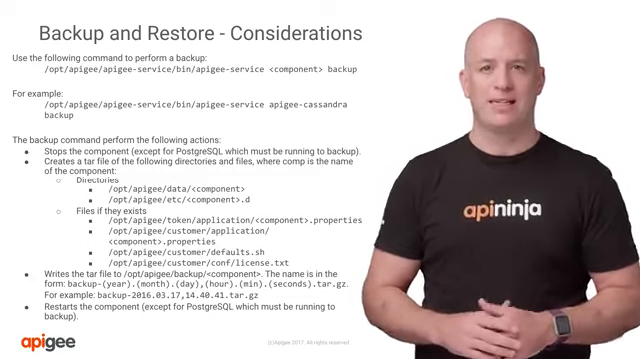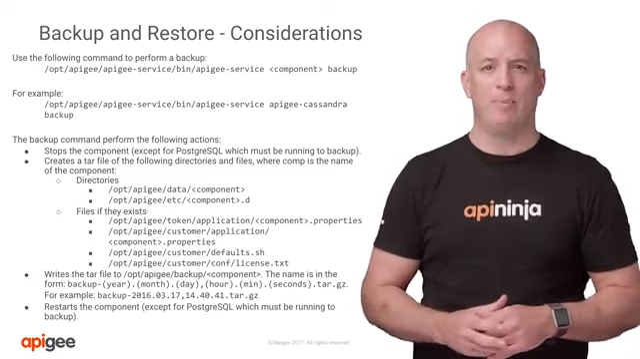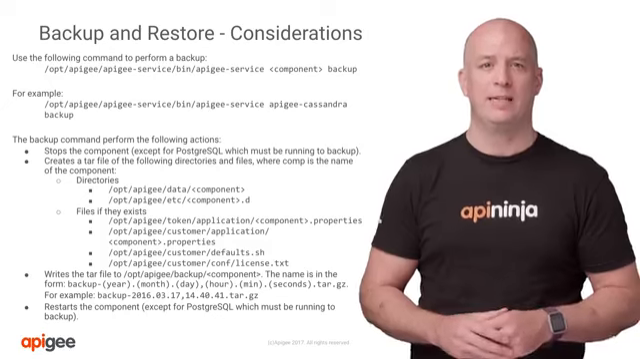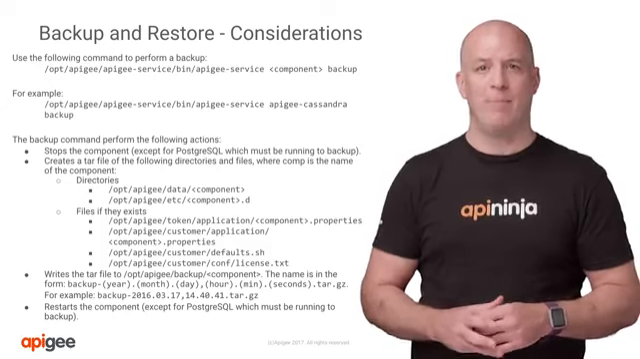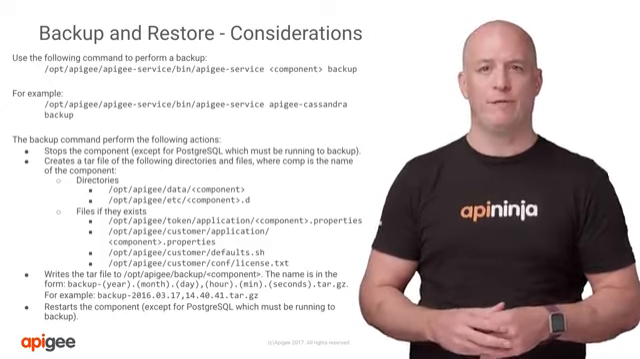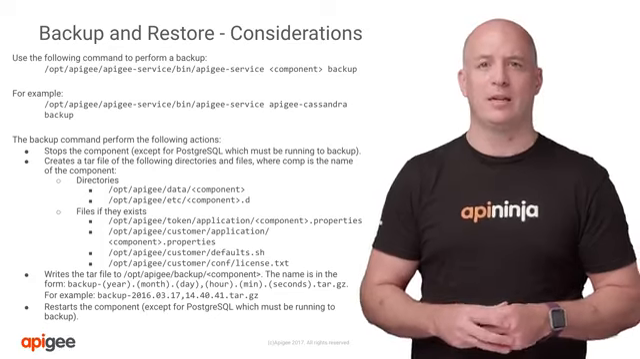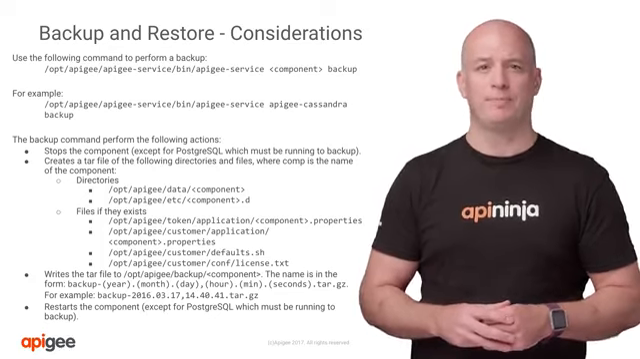If the following files exist, then they are also backed up: /opt/apigee/token/application/component-name.properties, /opt/apigee/customer/application/component-name.properties, /opt/apigee/customer/defaults.sh, and /opt/apigee/customer/license.txt. This is the Apigee license file.